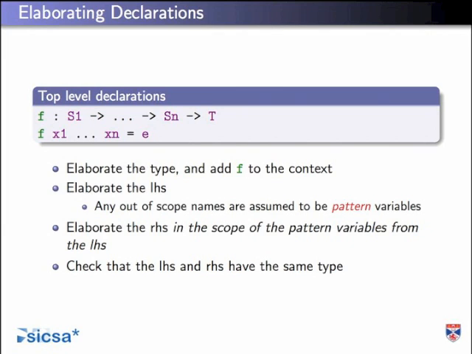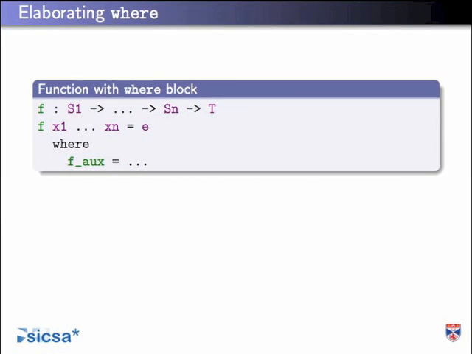Nicola? Is it only variables on the left? No, there could be patterns of any kind. There are several of these things.